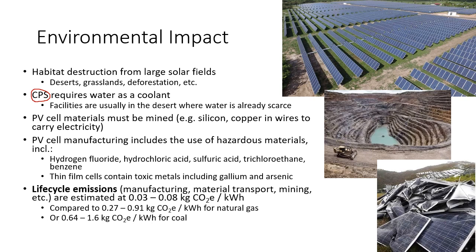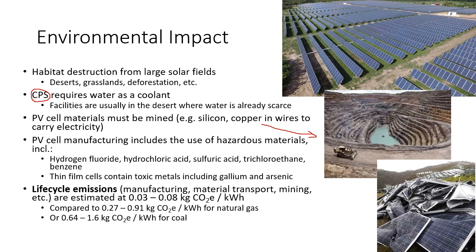The materials, basically everything in a solar cell has to be mined, and that comes with its own mining problems. So this is an example of a silicon mine, an open pit silicon mine. We need a lot of silicon for solar panels, especially if we are to expand them at the rate that they're projected to expand and the rate that the IPCC suggests that we need to stay below 1.5 degree Celsius warming, or even 2 degrees Celsius warming by 2100.